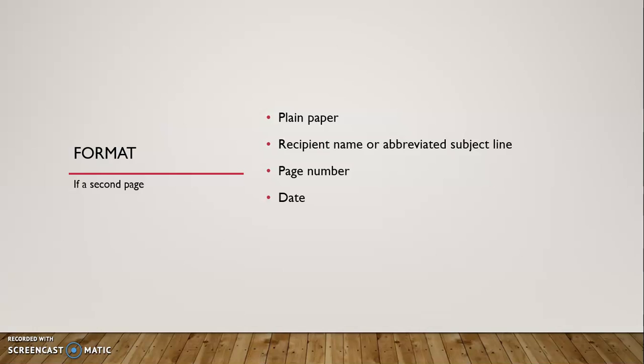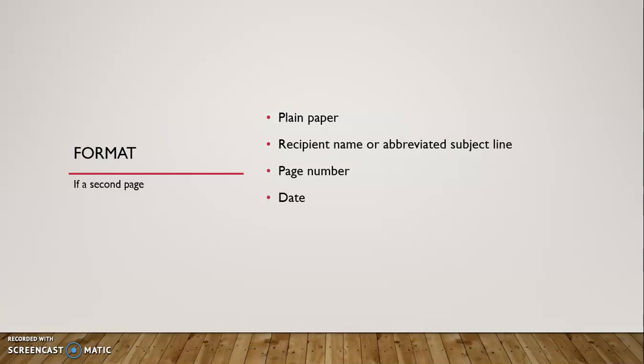So you're going to try to keep it to one page, but if you're summarizing or sending a memo about something that's very complicated, your instinct is that it would be 10 pages. Two pages is short. So the second page of a memo is on plain paper. It does not use the letterhead.